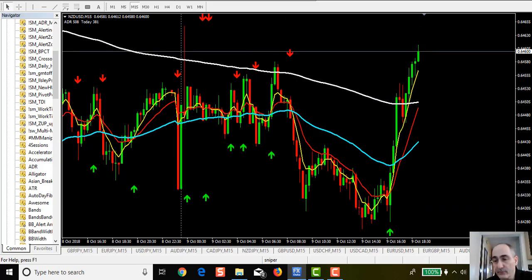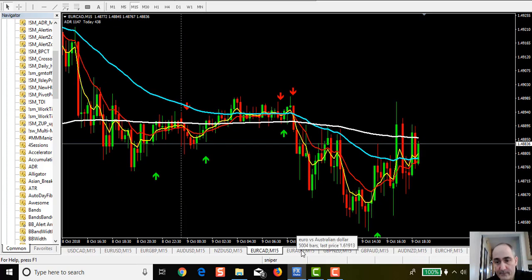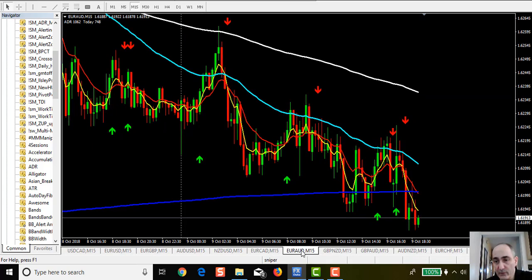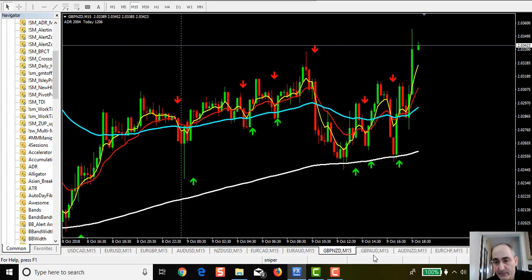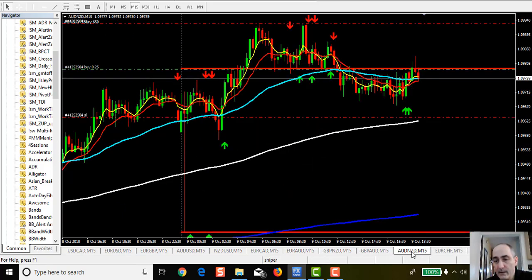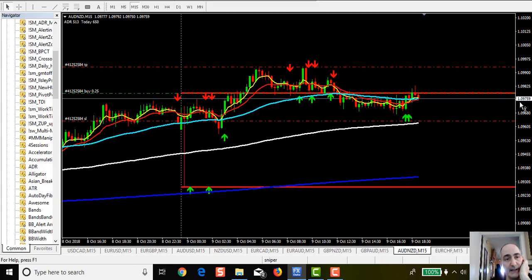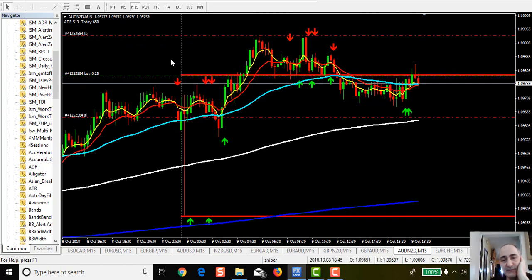So let's move on. We're going to keep scrolling through here. As we see, there's no red line, so the average daily range has not been met. And now we see in AUDNZD that the average daily range was met. The average daily range was 51, and today it moved 65.